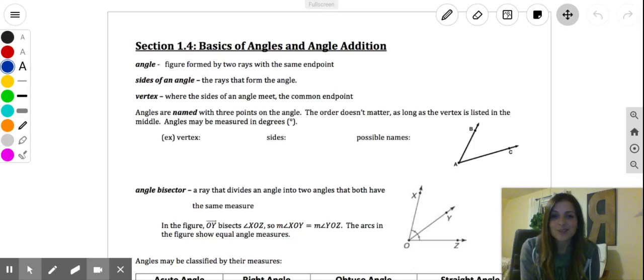Hey everyone, so this next lesson is about angles. We're going to learn all the basics of angles, like how to classify them, how to name them, the parts of an angle, angle addition, and some other definitions. So here we go, let's get started.